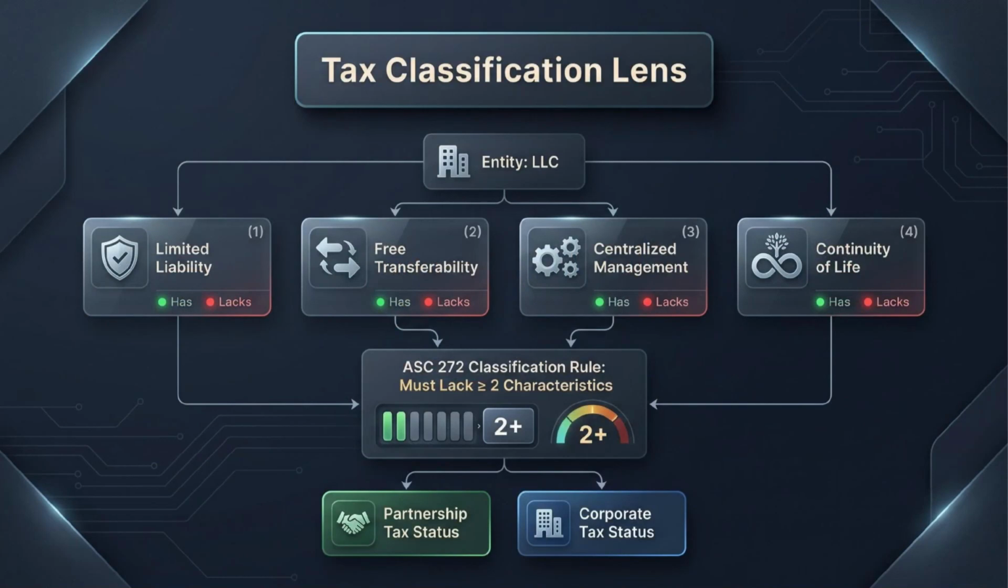ASC 272 also includes a tax classification reference. The slide lists four classic characteristics historically used in distinguishing partnership style entities from corporations: limited liability, free transferability, centralized management, and continuity of life. The guidance frames the partnership tax classification by reference to lacking at least two of those characteristics. For our purpose, treat this as a source based reporting lens. It is not tax planning advice and it should not replace specialist tax analysis.